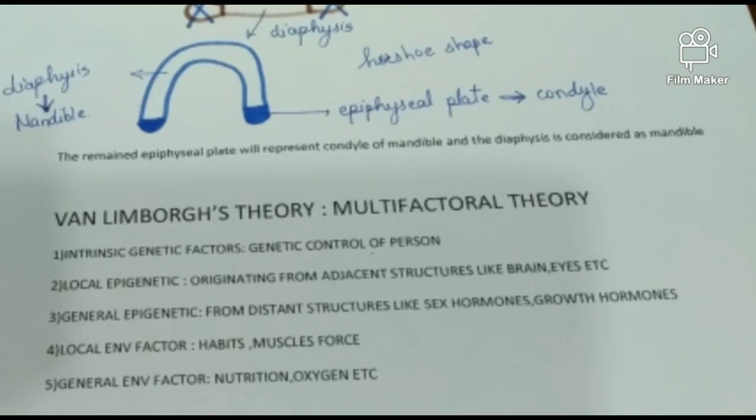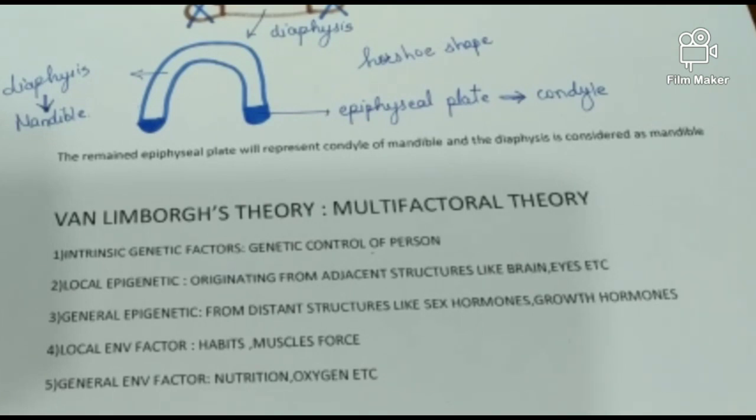He states that a lot of factors affect the growth of a bone, like intrinsic genetic factors, that is, the genetic control of the person. Next, local epigenetic factors, that is, genetic control originating from adjacent structures like the brain, eyes, etc. General epigenetic factors, that is, genetic control from distinct structures like sex hormones, growth hormones, etc.